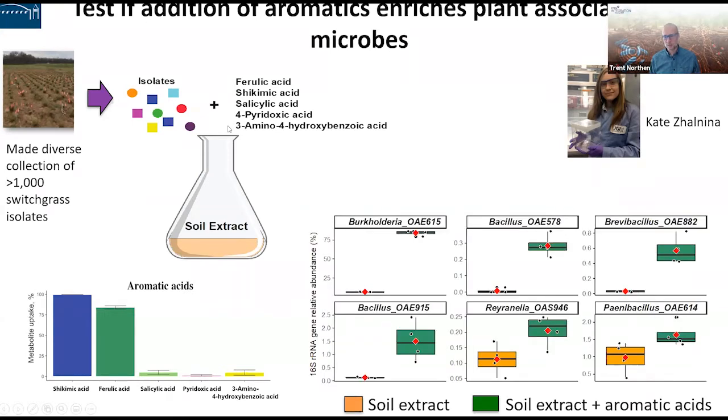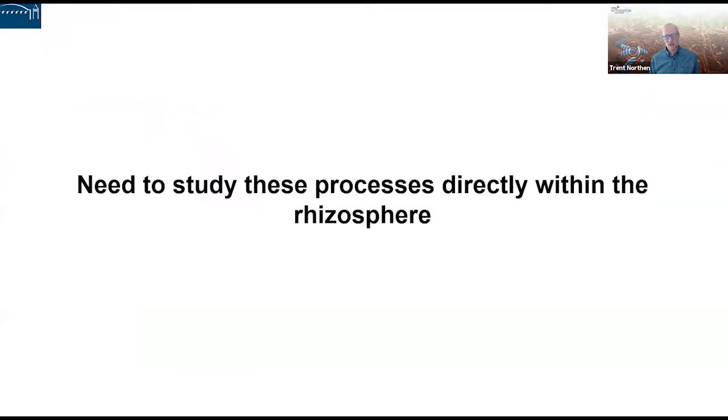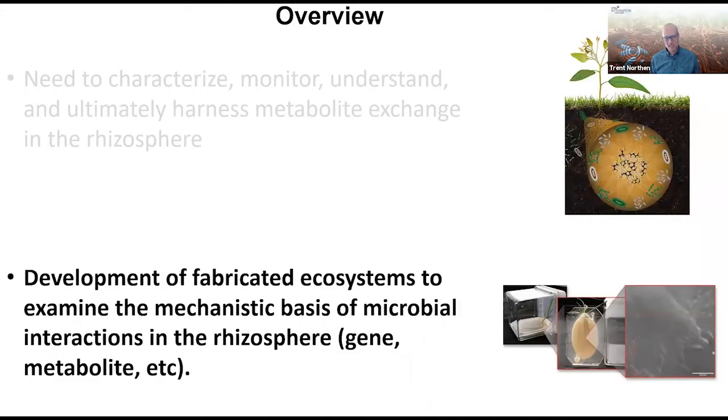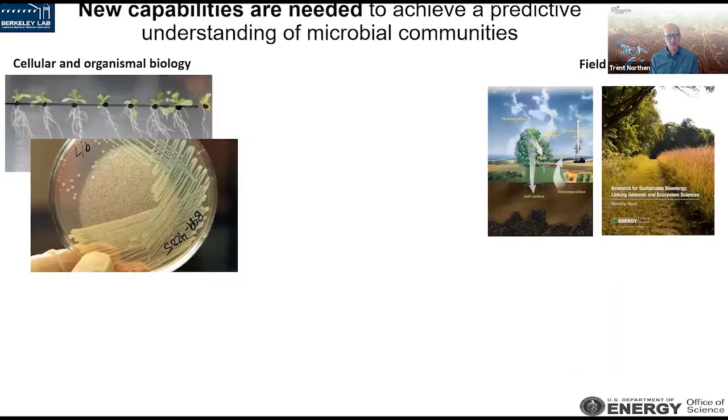And she saw a bloom of microbes that were the same kind of microbes, same genera of microbes that she found enriched in her earlier study. So maybe an initial indication that this chemistry really is a strong controlling factor in structuring the rhizosphere community. But again, we didn't have a plant root here. So we really wanted to develop some devices and capabilities to be able to study these processes directly in the rhizosphere. And that leads me to my second topic, which is the need for fabricated ecosystems.